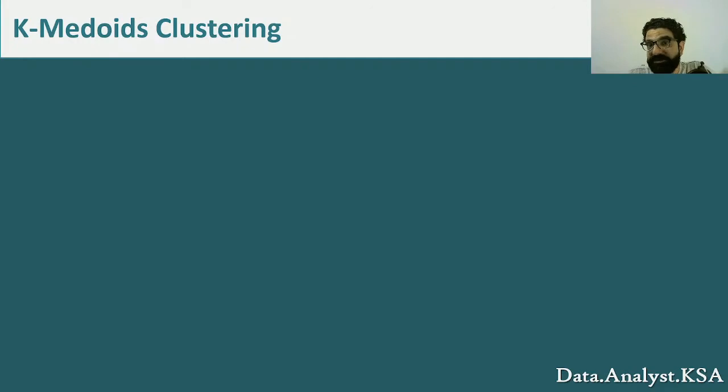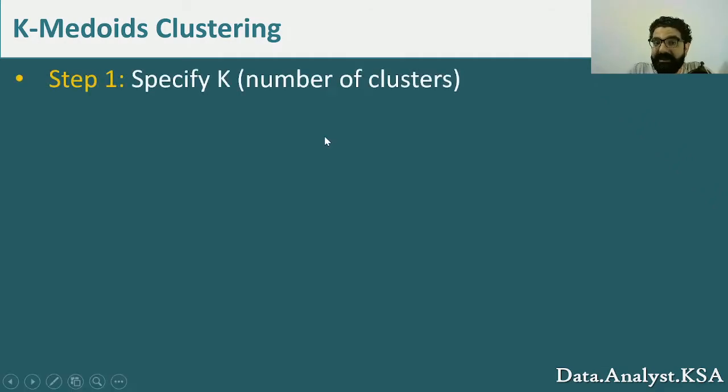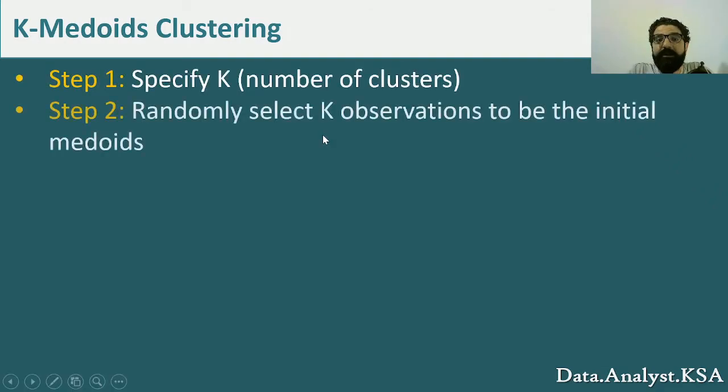Now it's a good time to move to the second type of partitioning clustering, which is K-Medoids clustering. It's basically almost exactly the same. We specify the number K. We randomly select K observations to be the initial medoids, which are the same as the centroids, but we call them medoids because we are talking about a different algorithm.